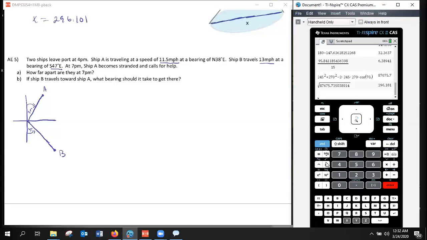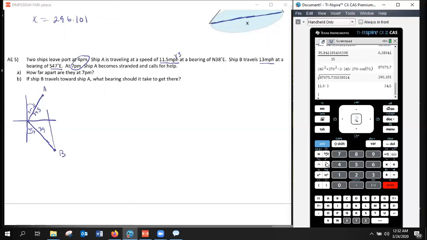So, how far did each ship travel? And this is where I'm going to take a look and say we traveled from 4 p.m. to 7 p.m. So if we multiply 11.5 times 3, 11.5 times 3 is 34.5. So ship A traveled 34.5 miles. And then 13 times 3, I think I could do that one. That's 39 miles. So my first goal is to say how far apart are they?